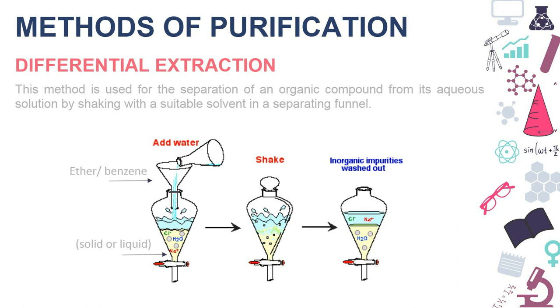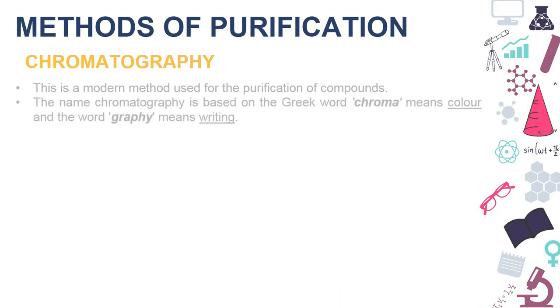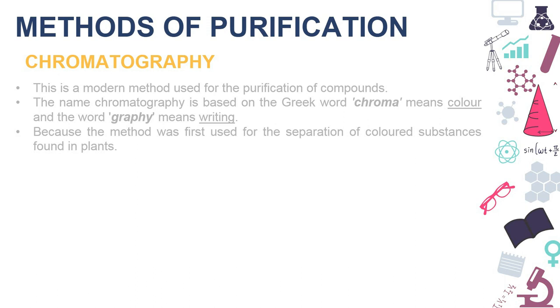Let us move to the other method, that is chromatography. Basically, it is a modern method for the purification of compounds, and the word chromatography is taken from the Greek words chroma, that means color, and graphy, that means writing. The method was first used for the separation of colored substances present in plants, and it was described first by Sweat in 1906.